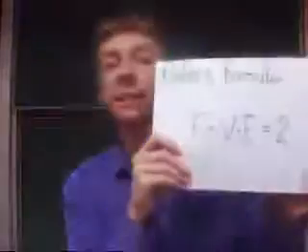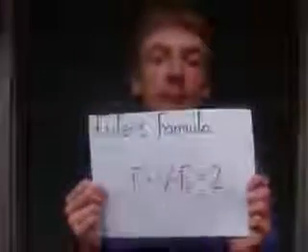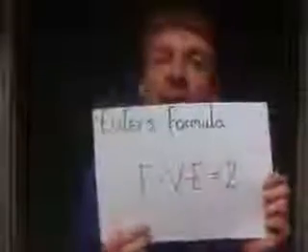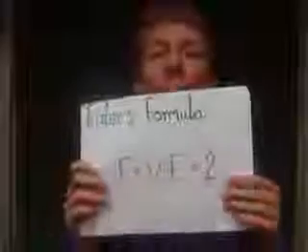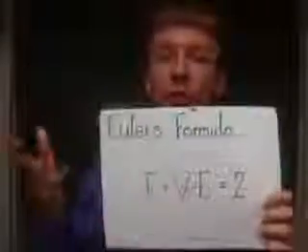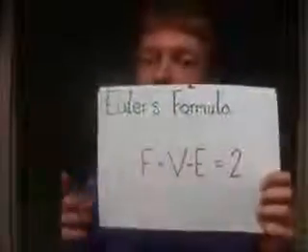It's called Euler's formula. It was discovered by the Swiss mathematician Leonhard Euler, and it looks like this. It says that the number of faces plus the number of vertices, that's the number of corners, take away the number of edges, will always equal 2. This is a normal solid with no holes in it or anything like that.